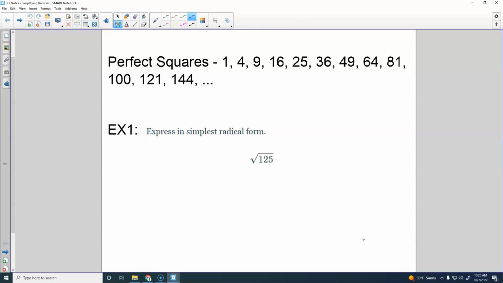So your perfect squares are numbers that you can take. You guys, if you have your computer up, please shut that. We don't need those right now.